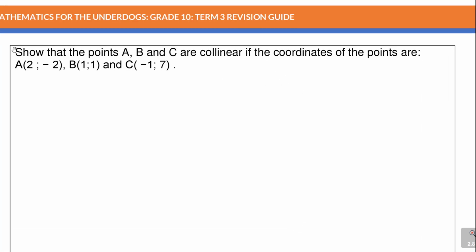Show that the points A, B, and C are collinear. There is another concept: collinear. If the coordinates of the points are given, they give us the coordinates. Now, what does collinear mean? Collinear means, if I can come here and just introduce collinear, if I've got a point here, A and B.